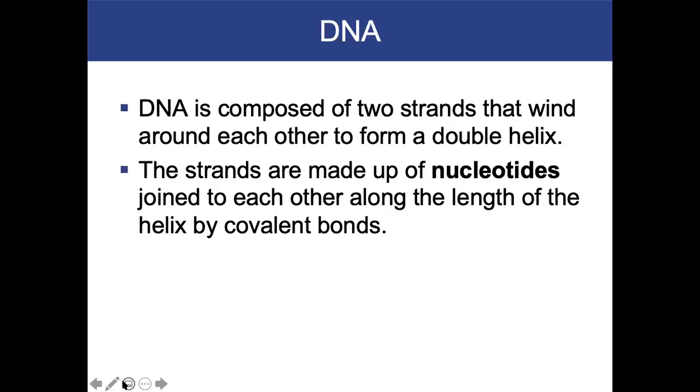Okay, so DNA is composed of two strands that wind around each other to form a double helix, right? These strands, what are they made up of? So what is DNA made up of? It's made up of nucleotides. They're joined together along the sides of that helix by covalent bonds. If you go back to chemistry, what are covalent bonds? Covalent bonds are very strong bonds where the electrons are shared, right? So not that you have to know this for this exam, but just so you understand, covalent bonds are really strong, right?